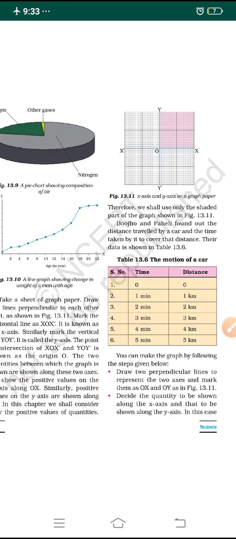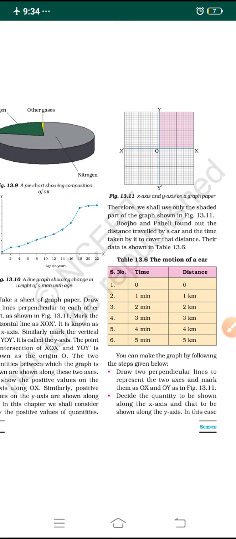Dear students, in the previous class, I was explaining the representation of the given information on a graph sheet of paper. I have taken activity table 13.6 to represent the motion of a car in a given time. What is the distance traveled by the car, and how do we represent it on a graph sheet of paper? So we have to learn how to make the graph.